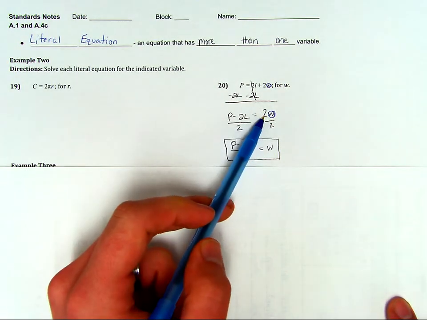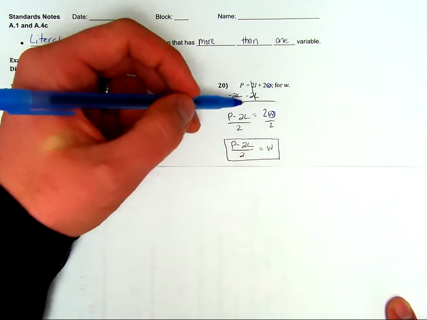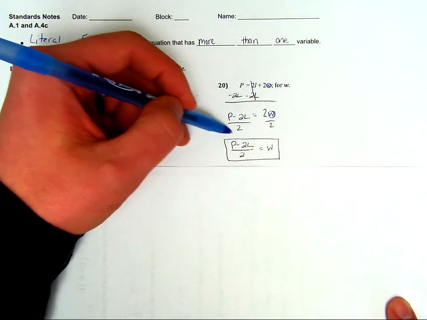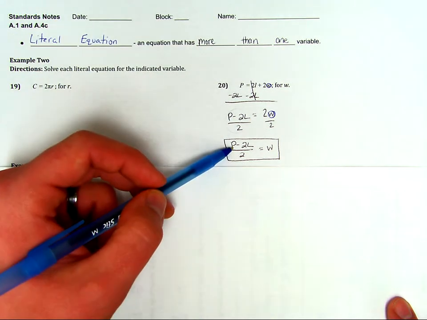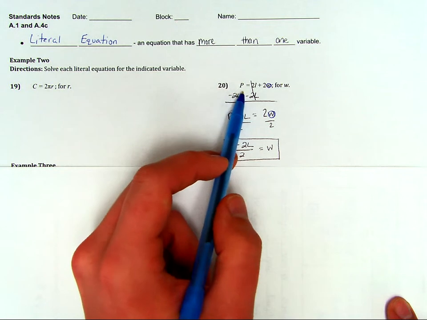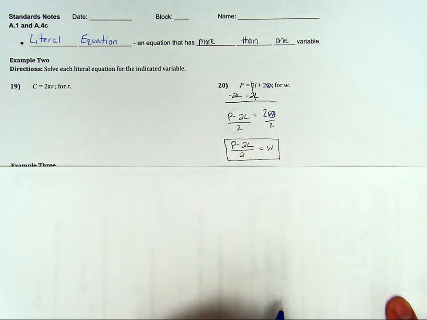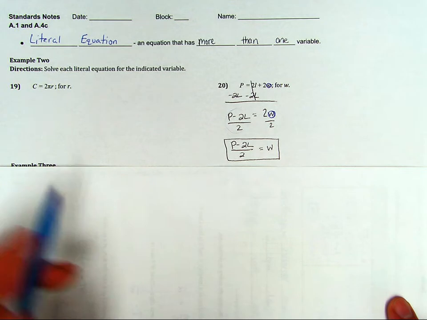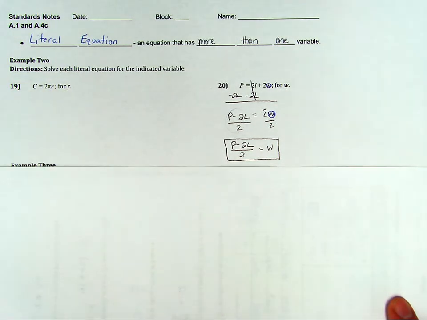Okay, we're still trying to get W by itself. So in order to get rid of this 2, we need to divide by 2 on both sides. When you divide by 2 on both sides, nothing can cancel out here. So we're going to leave it as P minus 2L divided by 2 equals W. So we had 3 letters here, P, L, and W, and we solved for W. Okay? Go ahead and pause your video and try number 19. C equals 2 pi R, solve for R.